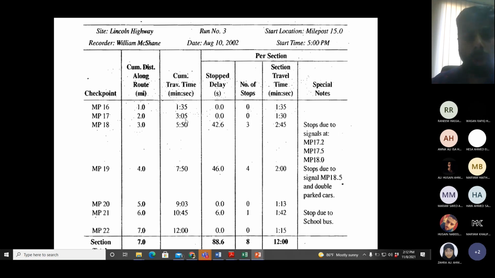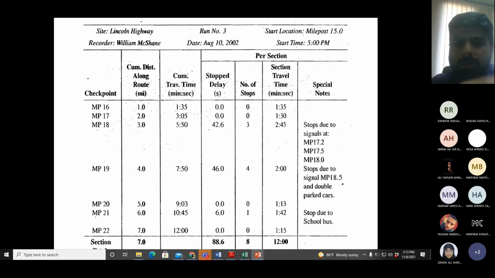A common mistake here is that when people subtract these two values, they put 3.05 minus 1.35. This is wrong. 3 minutes 5 seconds is not equal to 3.05, and 1 minute 35 seconds is not equal to 1.35. 1 minute doesn't have 100 seconds, 1 minute has 60 seconds.